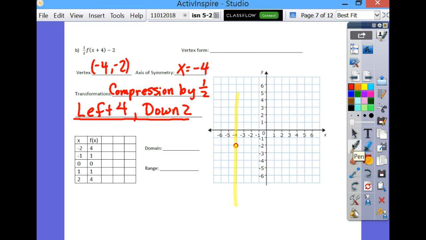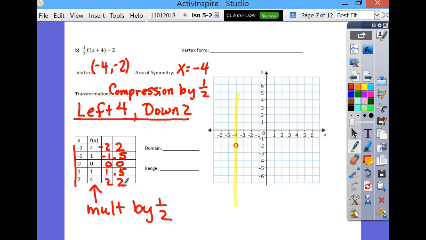Now I'm going to do my compression. Do you see that the compression, the 1/2, is not in the parentheses with the x? That means it's going to act on the y. I am going to multiply these y numbers by 1/2. These x numbers are going to stay the same. What's half of 4? What's half of 1? Half of 0 is still 0. Half of 1 is 0.5. Half of 4 is 2.